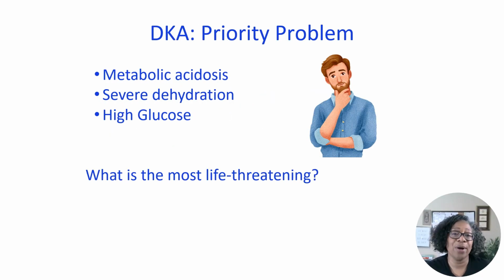Now let's move on to prioritizing. When it comes to this, you're thinking, okay, what is the most life-threatening problem right now? Is it severe dehydration? Is it the metabolic acidosis? Is it the high glucose? How do you come up with prioritization when you have all of these things going on? What is the most life-threatening for your patient at this moment?